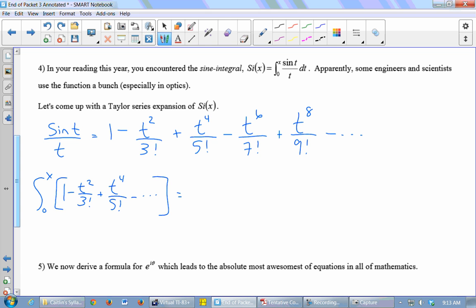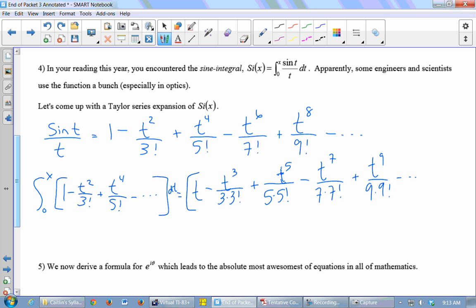So first, antiderivative. The antiderivative of 1 is t, because my variable, I should have a dt there, sorry. My variable is t, so working with t, my antiderivative of 1 is a t. And the antiderivative of t squared is t cubed over 3. And the antiderivative of t to the fourth is t to the fifth over 5. T to the seventh over 7 times 7 factorial. And then I have to evaluate all that from 0 to x.